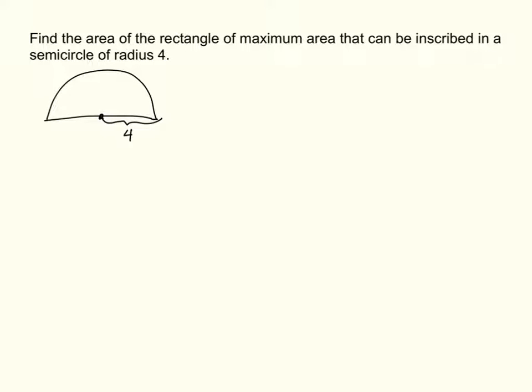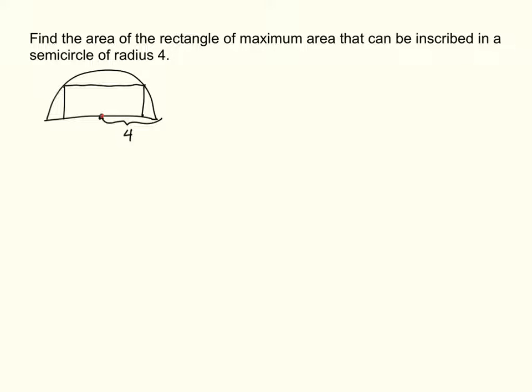Find the area of a rectangle of maximum area that can be inscribed in a semicircle of radius 4. What that's asking you to do is to put a rectangle inside this semicircle with maximum area. So that'll look something like this. So here is a rectangle. What do we know about this rectangle?